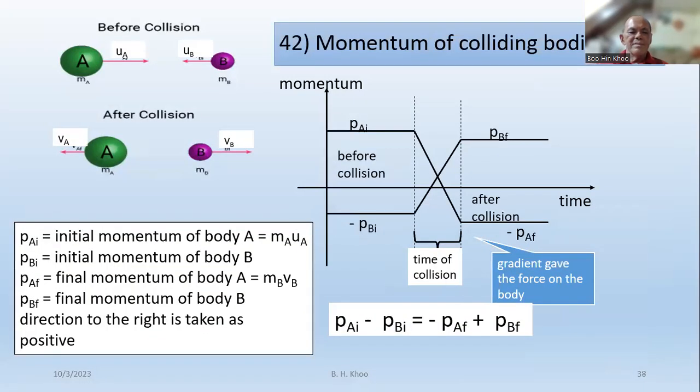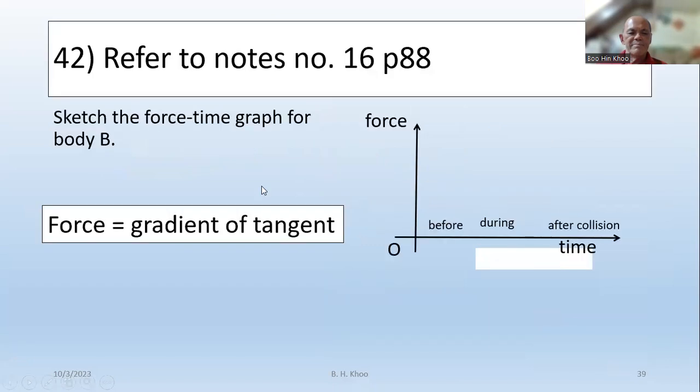Okay. Next part, just to remind you what you have studied before, earlier, the collision, how to draw the diagram, and then how to draw the force. Force is just a gradient. Before collision, there's no force there. After collision, there's no force there. Only where they collide, there's a force during the collision. The force is constant.